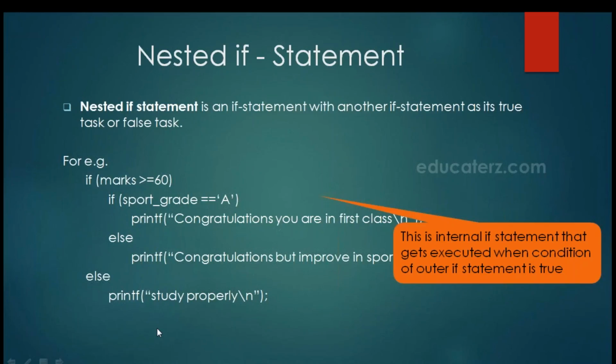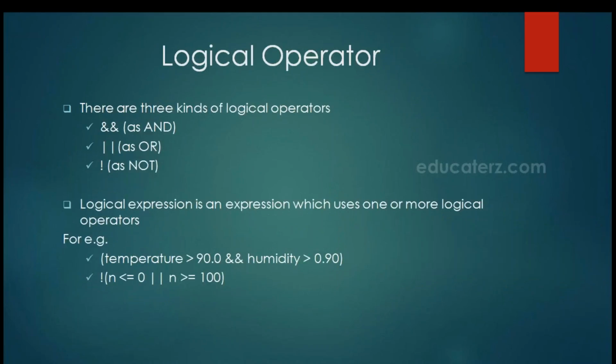But if there are more conditions, then it becomes difficult to nest if-else, as it is not manageable. So we have another alternative for the same, that is the logical operator. Using logical operators, we can club multiple conditions. There are three logical operators: and, or and not.